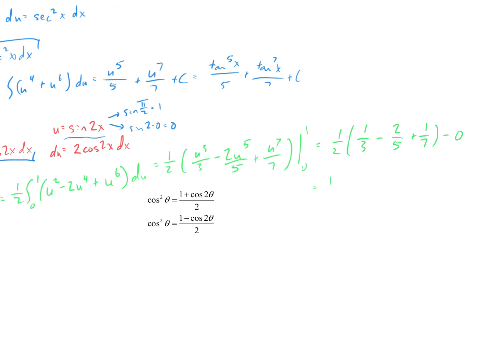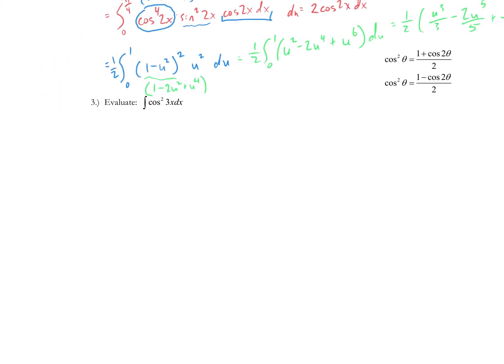And then we'll just use our calculators if you want to combine those three fractions together. And when you do that, inside of the parentheses, you get 8 over 105. Multiply that by 1/2, you get 4 over 105. All right, and that's the answer to number 2. Let's move on down to number 3.